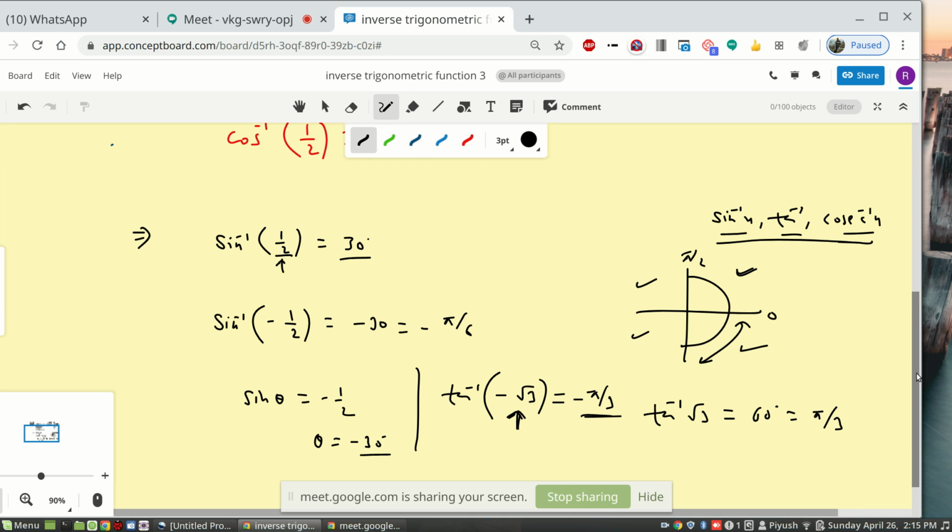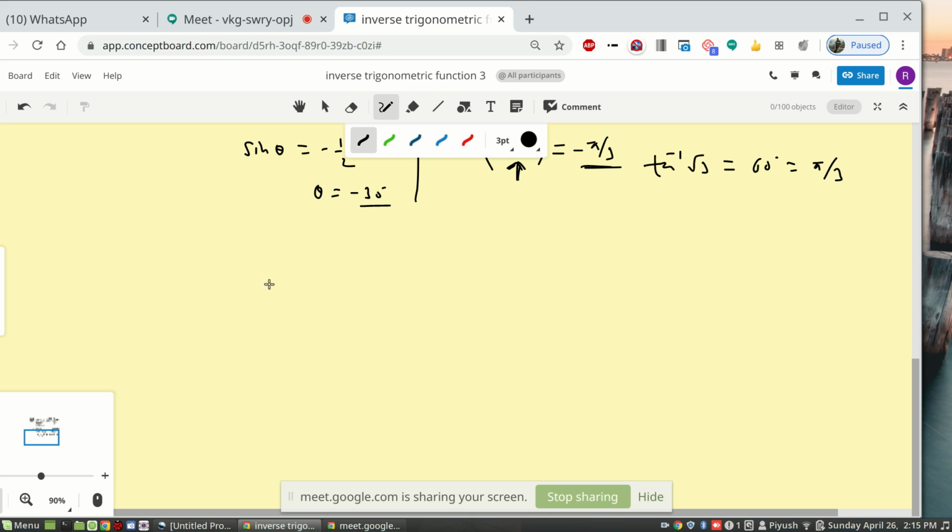So let's say the next question is cosec inverse of, let's say, 2 by root 3. Now tell me the answer for this. Admin is saying 60 degrees. Anyone else? Varun?